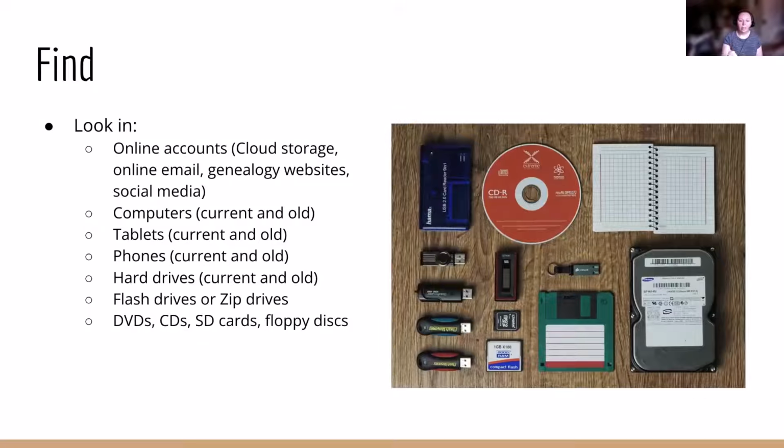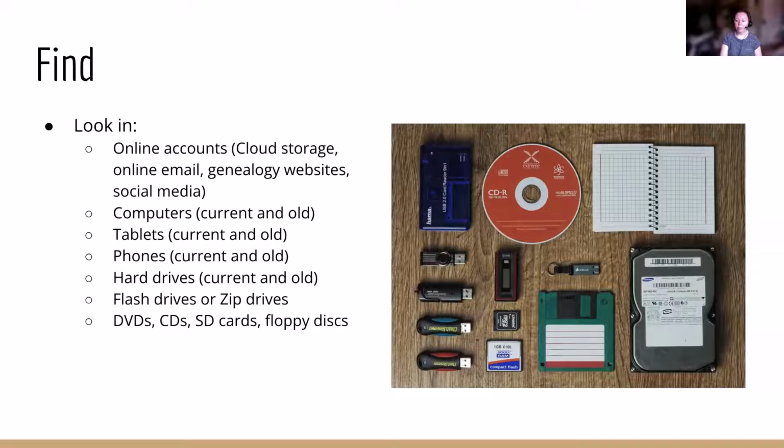Don't forget to look in your online accounts, like your cloud storage, your online email, other genealogy sites. Maybe you've just saved it to your shoebox on Ancestry, but you haven't quite downloaded it yet. Look on computers, current and old, tablets, phones, hard drives, current and older ones, flash drives or zip drives. And don't forget about other things laying around, DVDs, CDs, SD cards, floppy disks.